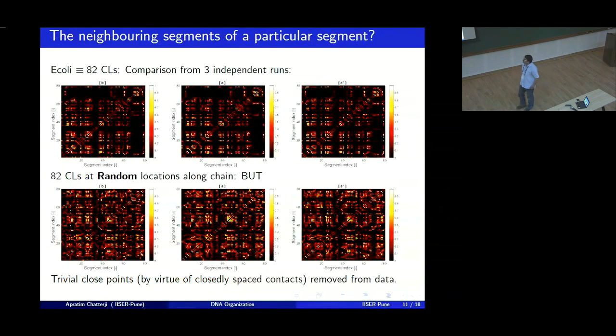So here what I have done is, this is biological, using the biological crosslinks from different runs. This is the segment index. This is also, on both the x-axis and y-axis, one has the segment index. And what these colored spots show is the probability of finding a certain particular segment close to each other. If they are bright, it is basically a higher probability of finding them close to each other.